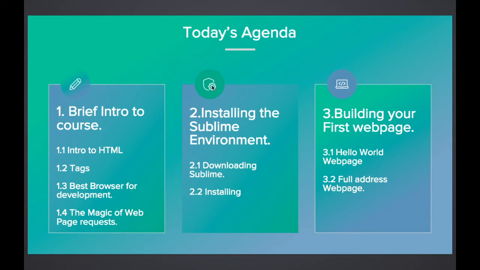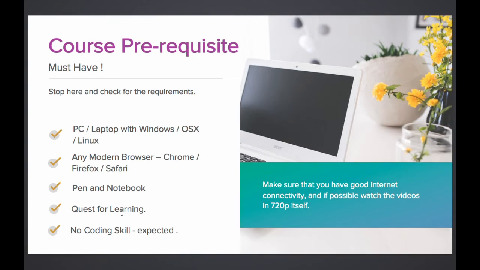Today's agenda for session 1, we will be learning 3 chapters. Chapter 1, a brief intro to the course. Chapter 2, installing the Sublime environment. And Chapter 3, building your first web page. Coming to Chapter 1, we will be having an intro to HTML, tags, the best browser for development, the magic of web page requests. Let's see the course prerequisites.